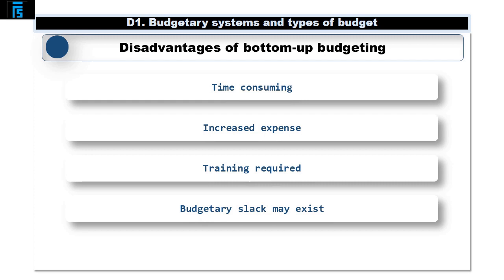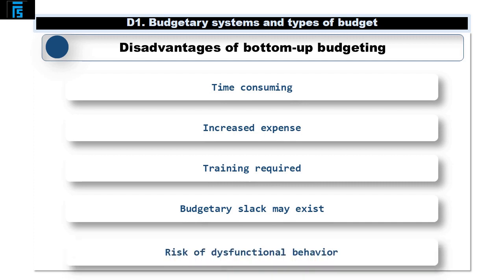The budgetary goals set by the junior management may not be consistent with the strategic objectives of the organisation. Hence, there's a risk of dysfunctional behaviour or company profits not being maximised.